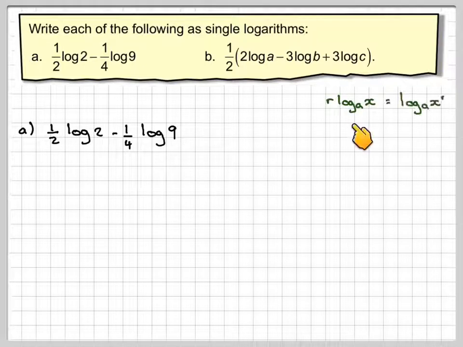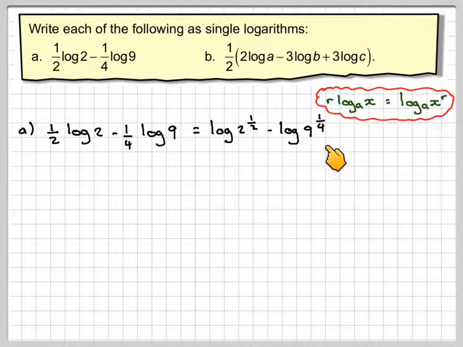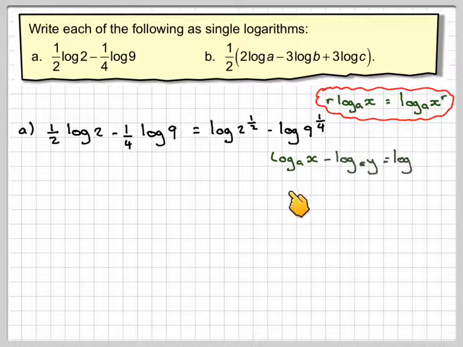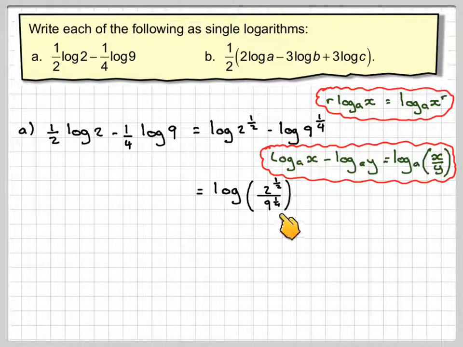If we use the idea that r log a of x is equal to log a of x to the r, some formulas this is just written as n. So applying that to this now becomes log 2 to the power of half, keep that minus sign in, minus log 9 to the power of 1/4. Right, now applying the idea that log a of x minus log a of y is equal to log a of x over y, which is the situation we got here. So that becomes log of 2 to the half divided by 9 to the quarter.